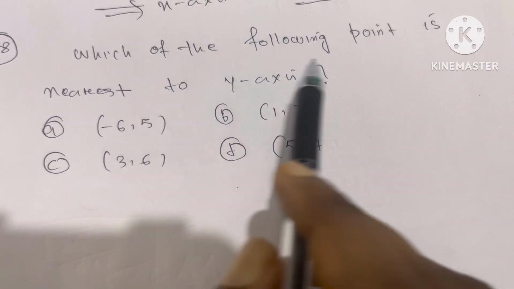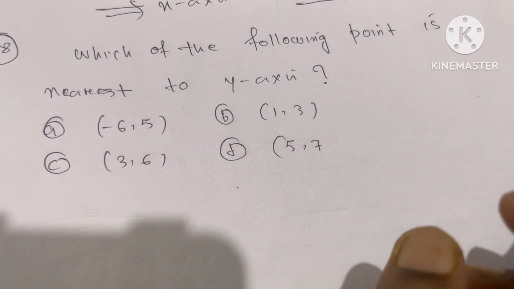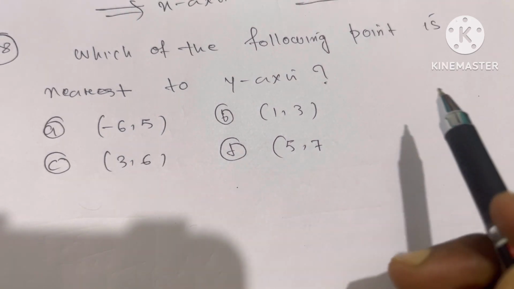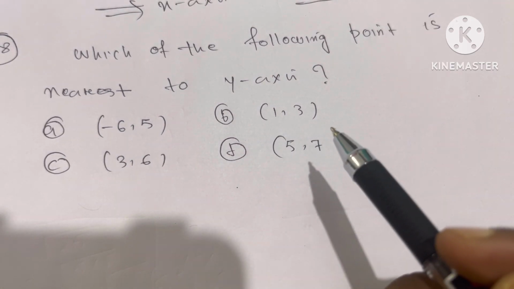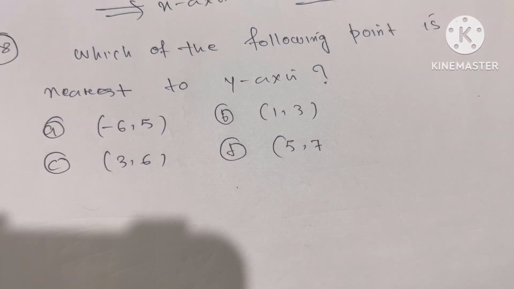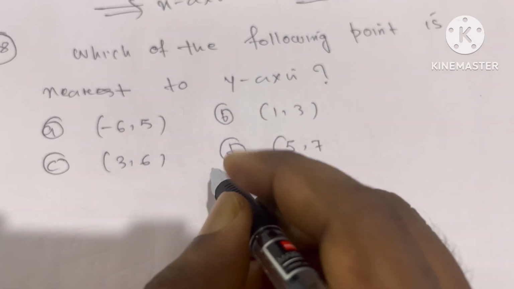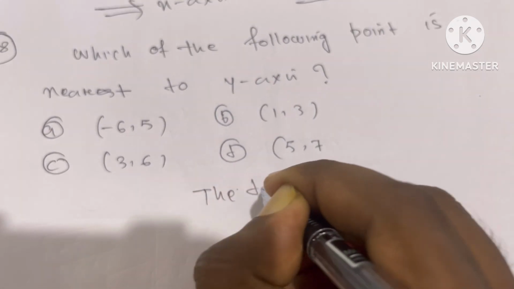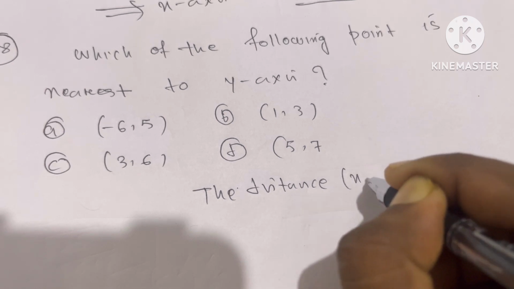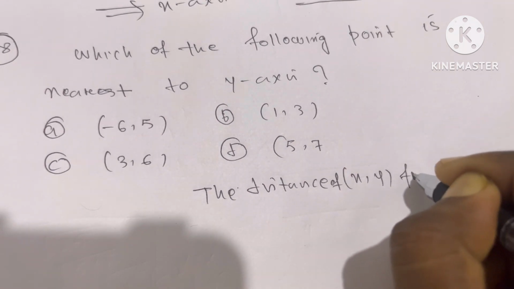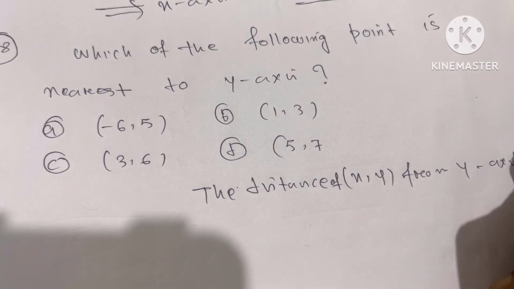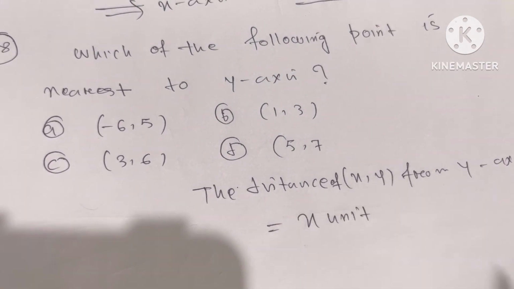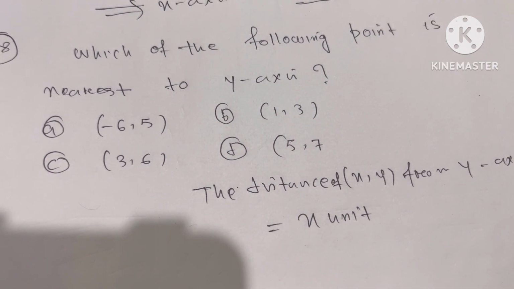Question number 18. Which of the following point is nearest to y-axis? Now you need to find which point has minimum distance from y-axis. For finding the distance of a coordinate from y-axis, you will see the x value. The distance of x comma y from y-axis is equal to x units. See the x value, but always consider a positive one. Positive distance is positive, that's why minus also you'll consider plus.